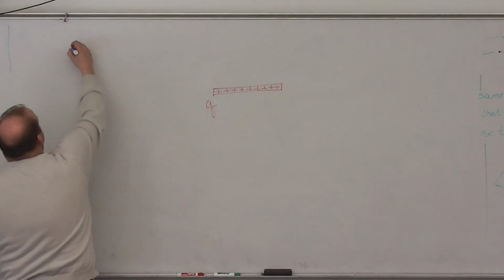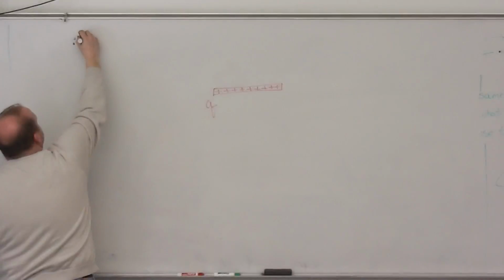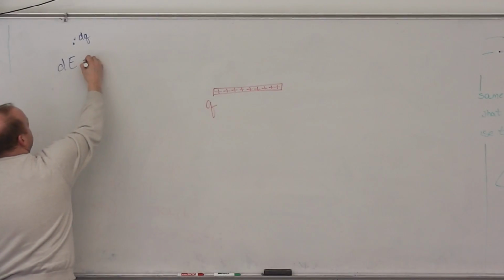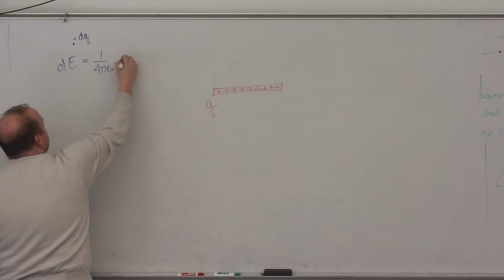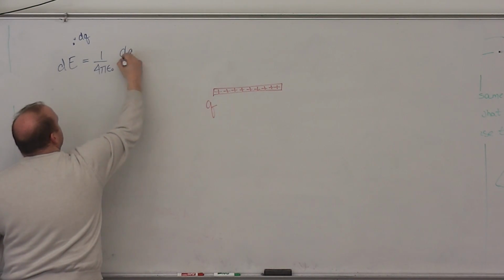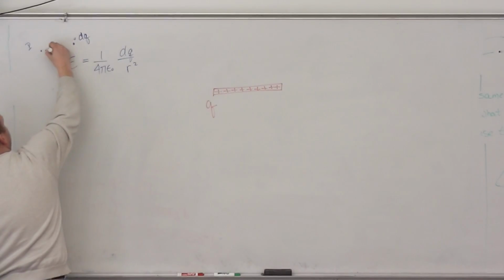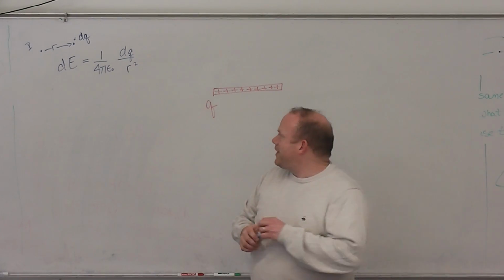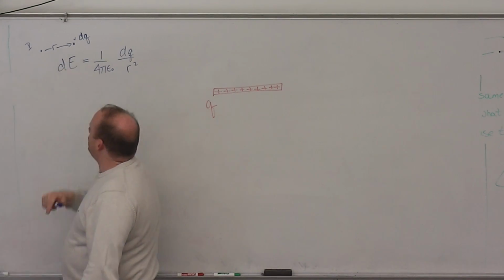If I have a little tiny point charge, I'm going to call this instead of Q, a dQ. The little tiny electric field from that little tiny charge is going to equal 1 over 4 pi epsilon naught dQ over r squared. We're going to say that we're at some point P here that's a distance r away.